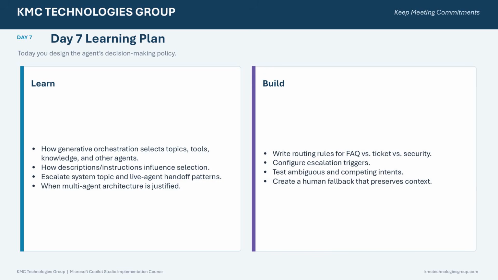Today we'll learn how generative orchestration selects among topics, tools, knowledge, and potentially other agents. We'll see how descriptions and instructions influence those decisions. We'll design escalation and live agent handoff behavior. And we'll discuss when multi-agent architecture is justified. Then we'll build explicit routing rules for FAQ, ticket, status, security, ambiguity, and human support requests.